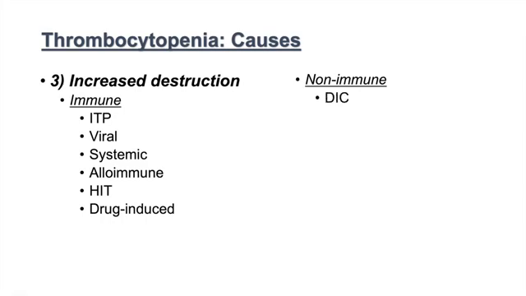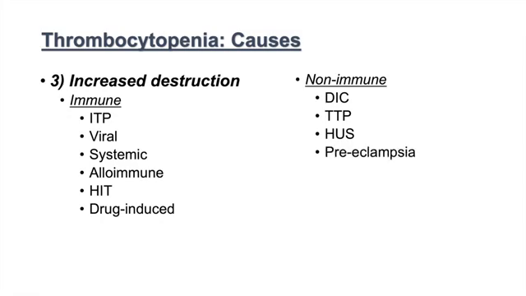Non-immune causes can include DIC, or disseminated intravascular coagulation. This is where there are fibrin clots being formed where they shouldn't be formed, and it leads to a type of microangiopathic hemolytic anemia. It can also lead to the increased destruction of thrombocytes. Also, TTP is also in that MAHA category. There's also HUS, or hemolytic uremic syndrome.